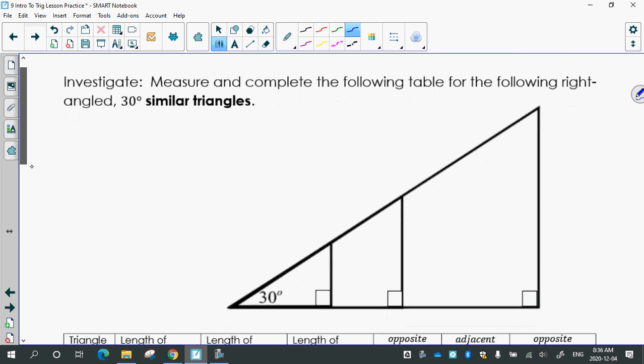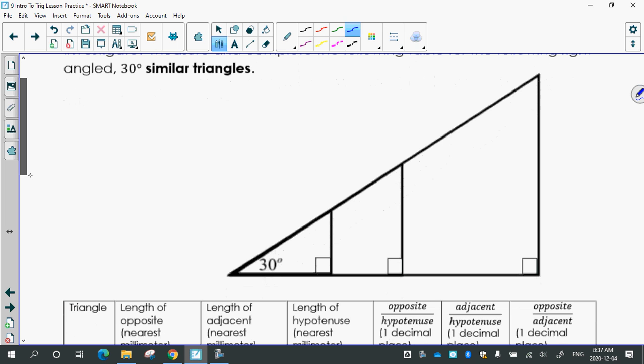So we're going to see how trigonometry works in this exercise. I'm going to work together with you. I've got a ruler, you guys have a ruler. Measure and complete the following table for the following right angle, 30-degree similar triangles.